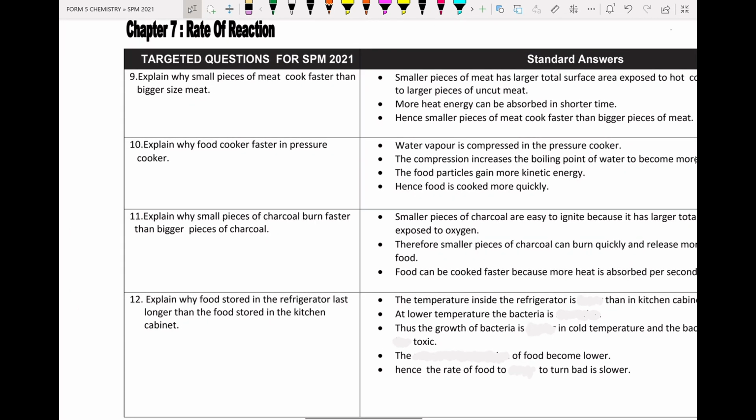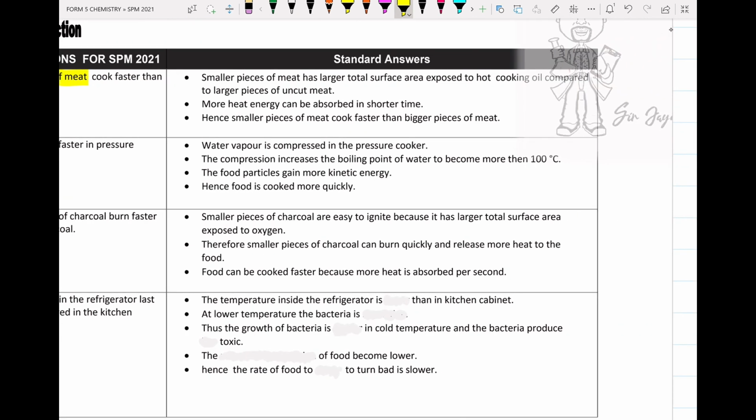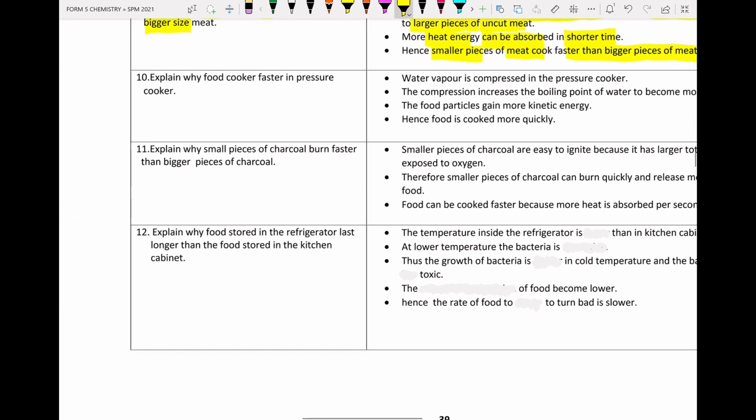Okay, this is K-part question. Explain why the small pieces of meat cook faster than the bigger size of meat. Smaller pieces of meat have larger total surface area exposed to hot cooking oil compared to the larger piece of uncut meat. So more heat energy can be absorbed in shorter time. Hence, the smaller pieces of meat cook faster than the bigger pieces of meat. All right. So we go for next one.